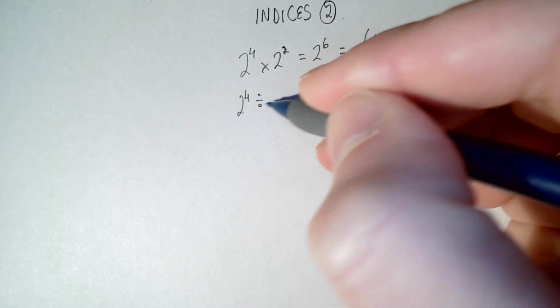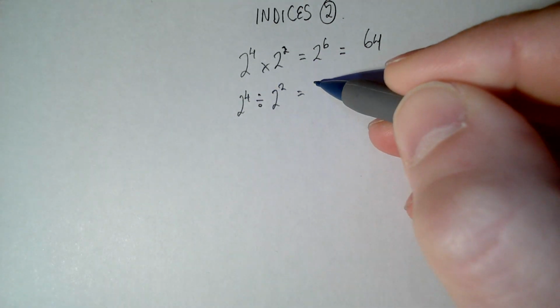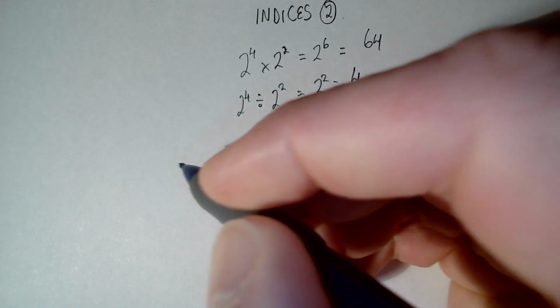The second rule was around division. So in this case, we have 2 to the power of 4 divided by 2 to the power of 2. So we subtract the indices. So now we have 2 to the power of 2, and we know that 2 to the power of 2 is 4.